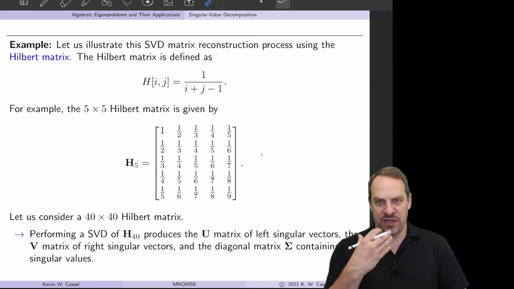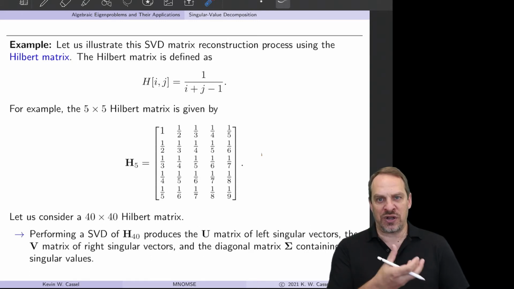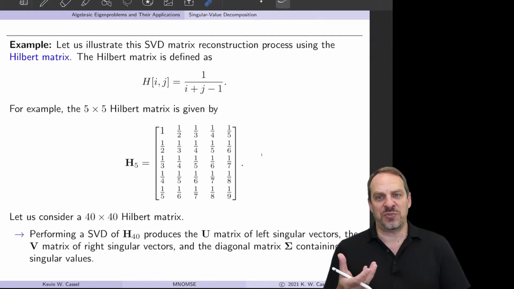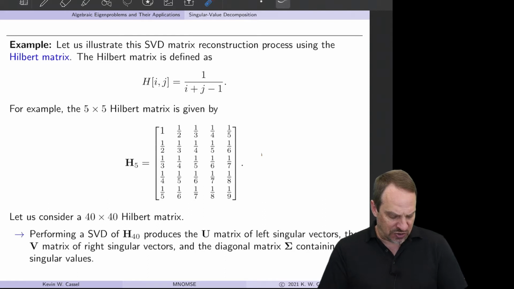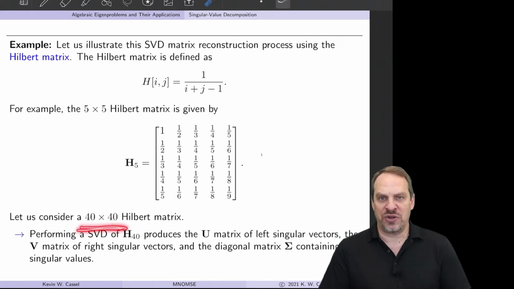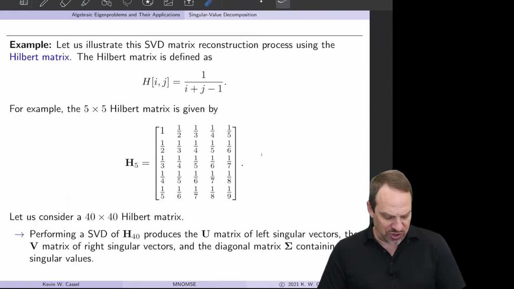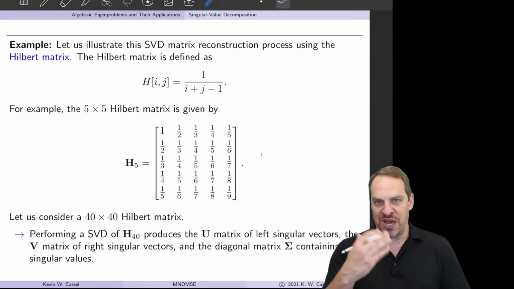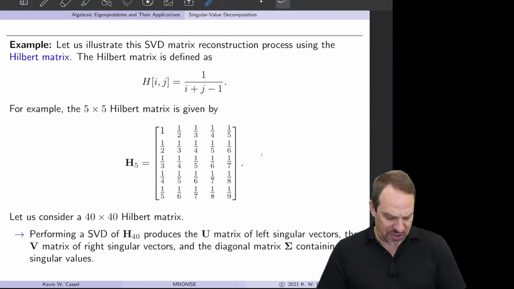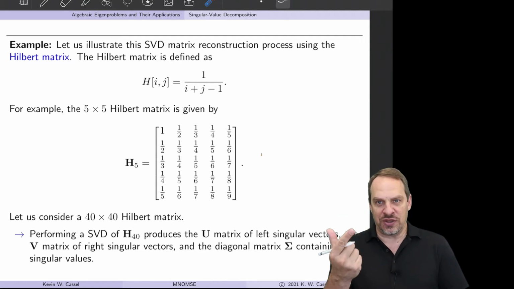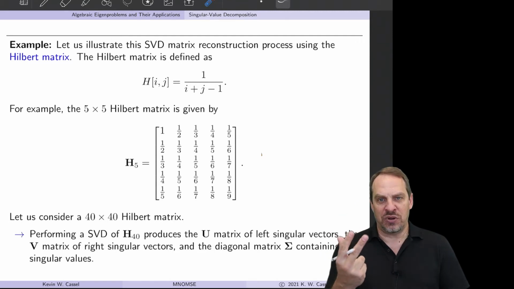But nevertheless, let's take a look at this Hilbert matrix and see how it behaves in the context of an SVD. And again, with this idea of reconstructing the original matrix, in this case the Hilbert matrix, from a subset of the information that we get from the SVD. So let's take a 40 by 40 Hilbert matrix, the same, but extended out to be 40 by 40. We do the SVD, do this in MATLAB, Mathematica, and so on, and you get the U, you get the V, and you get the sigma, all of which are 40 by 40 to start.